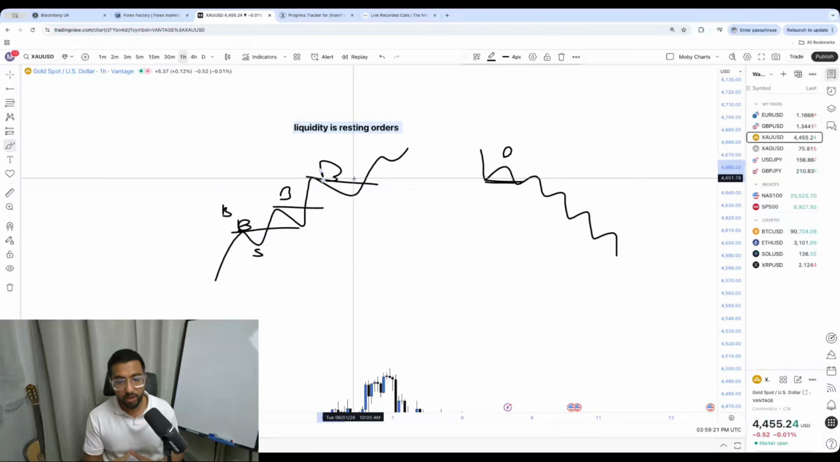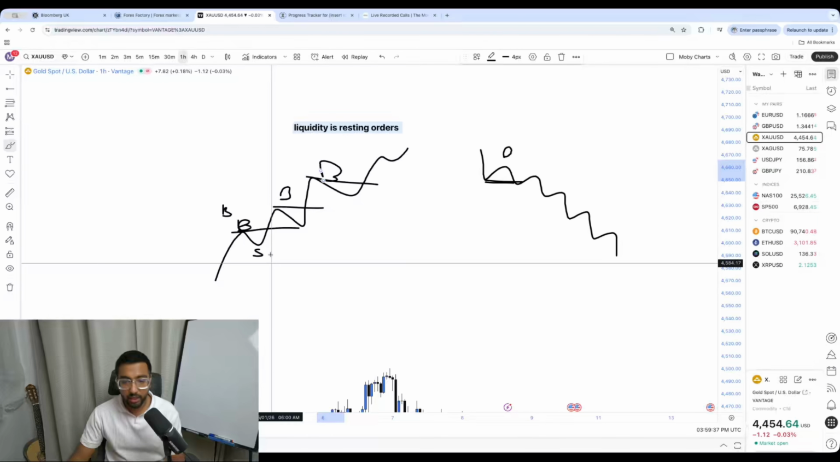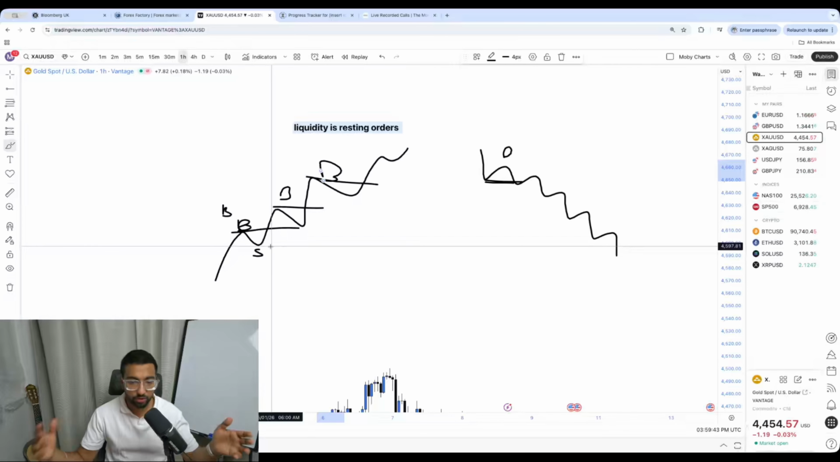Now, if there are more orders in place, let's say more buy orders, guess where the market's going to be going? It's going to be going up. If there are more sell orders, guess where the market's going to be going? It's going to be going down. The market doesn't like to go in one direction in one go. Like I said yesterday, it likes to go up and down to give buyers and sellers opportunity. Now, you might have heard of the concept seller's trap, or the market likes to trap you. That is basically liquidity put in place.